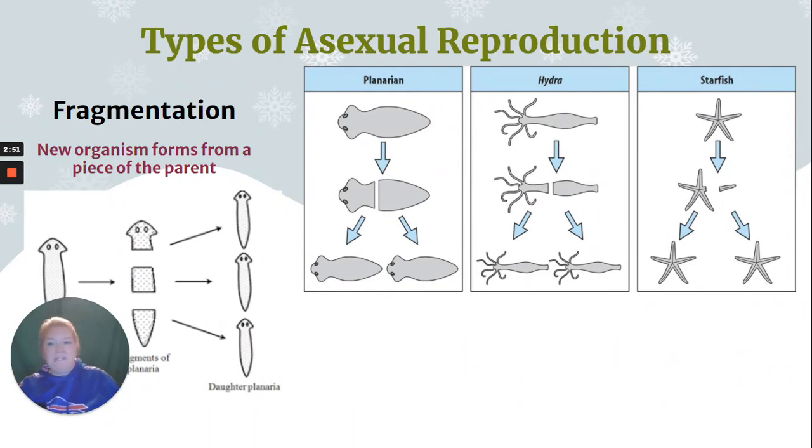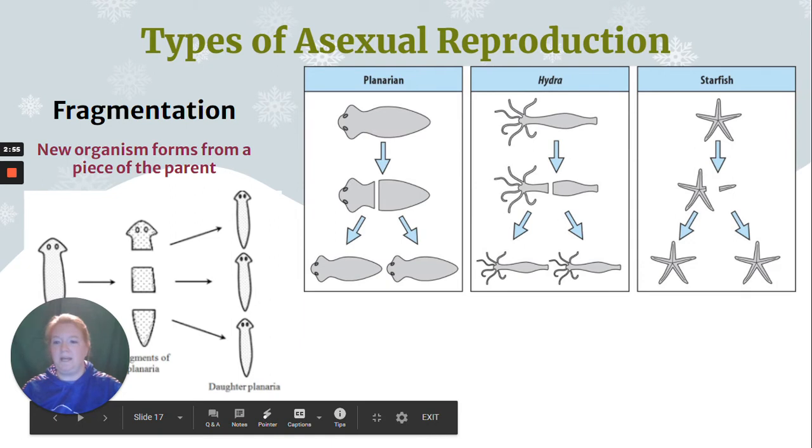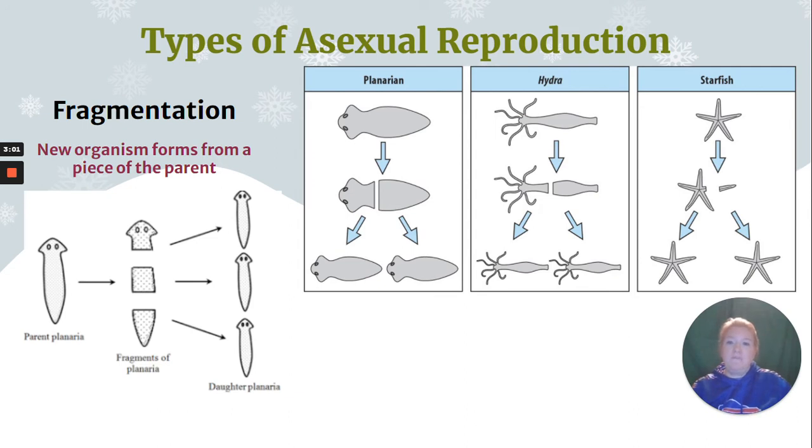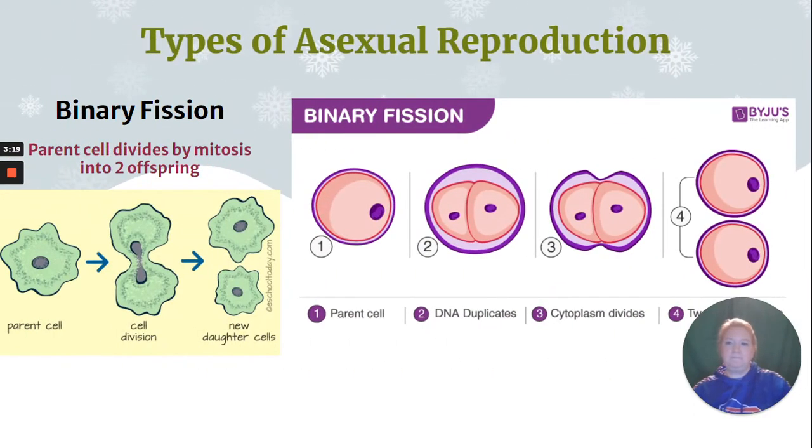Okay, what about the types of asexual reproduction? So one type is fragmentation. So in fragmentation, a new organism forms from a piece of the parent organism. So the parent is broken into pieces, and each piece is going to develop into a new organism. No other parent is involved. One parent is broken. Each piece will develop into a new organism.